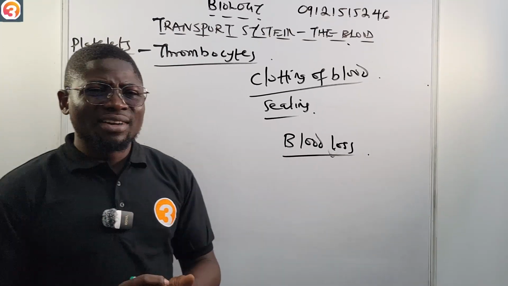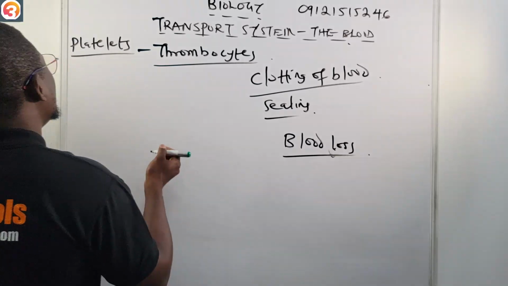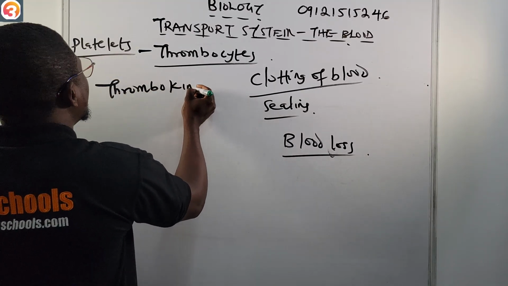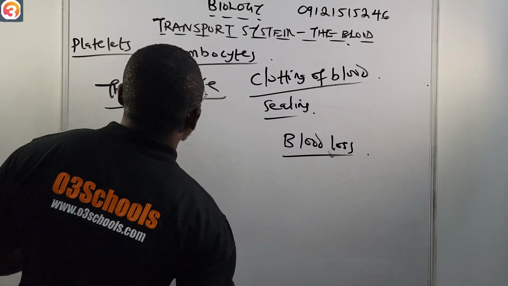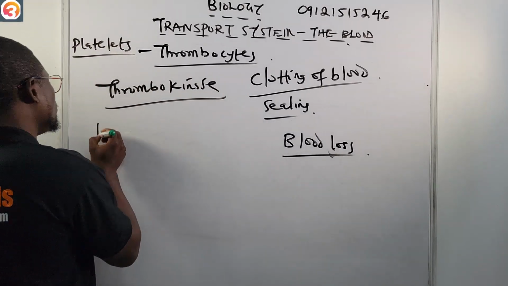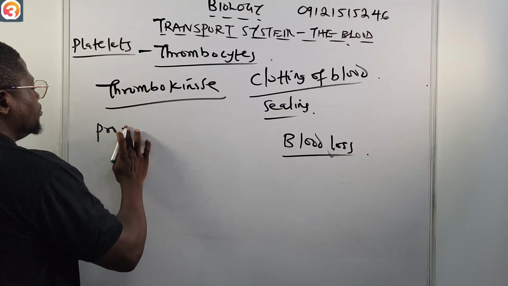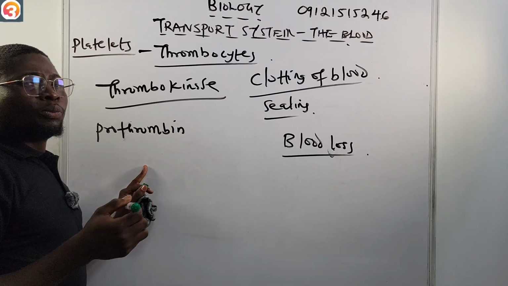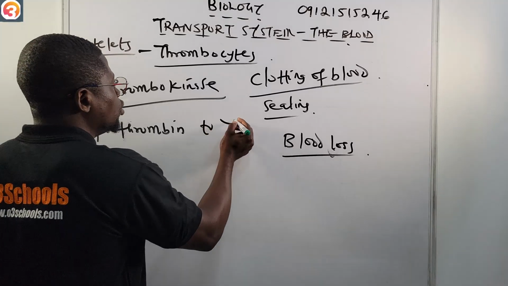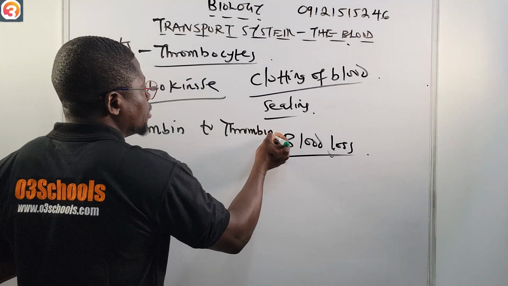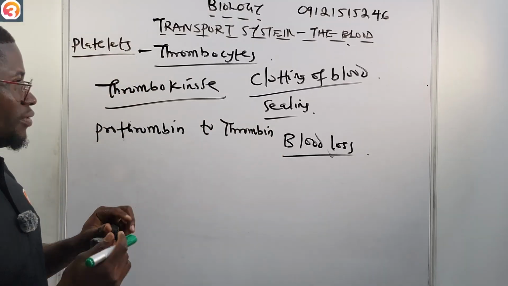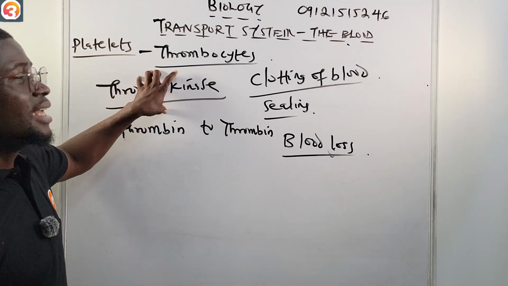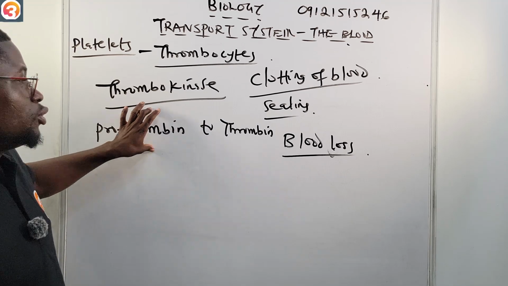Platelets release an enzyme called thrombokinase. This thrombokinase converts prothrombin to thrombin. Please take note of that. First of all, platelets release an enzyme called thrombokinase. This thrombokinase converts prothrombin to thrombin.